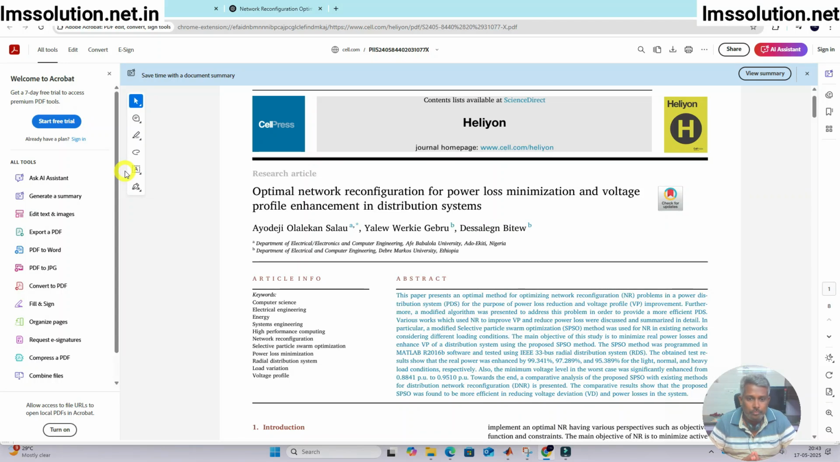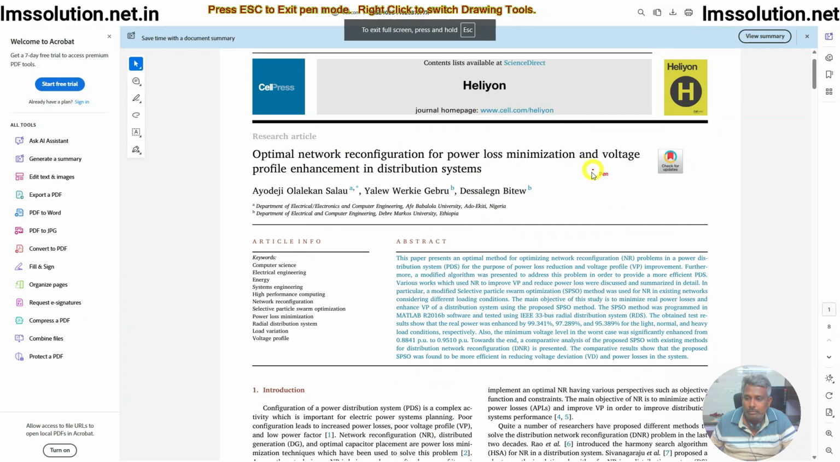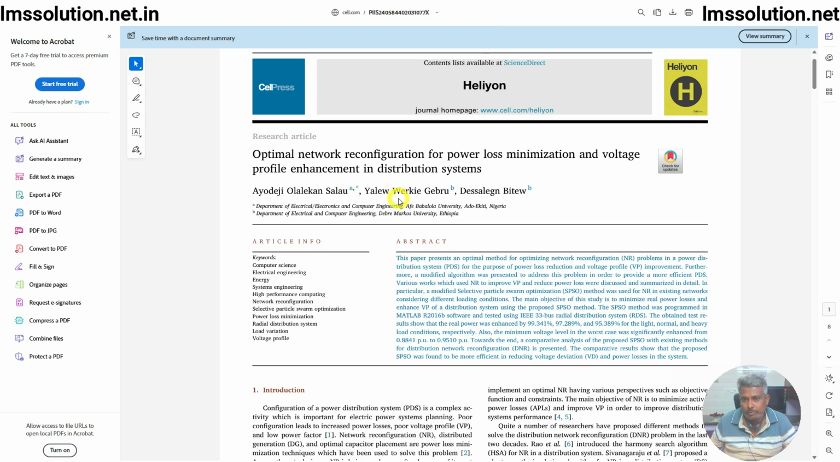Today we are going to see optimal network reconfiguration in the power system by using an optimization method. That optimization method is used to reconfigure the power system network to minimize the power loss and to enhance the voltage profile in the distribution system. Okay. So for that I am taking this reference paper.